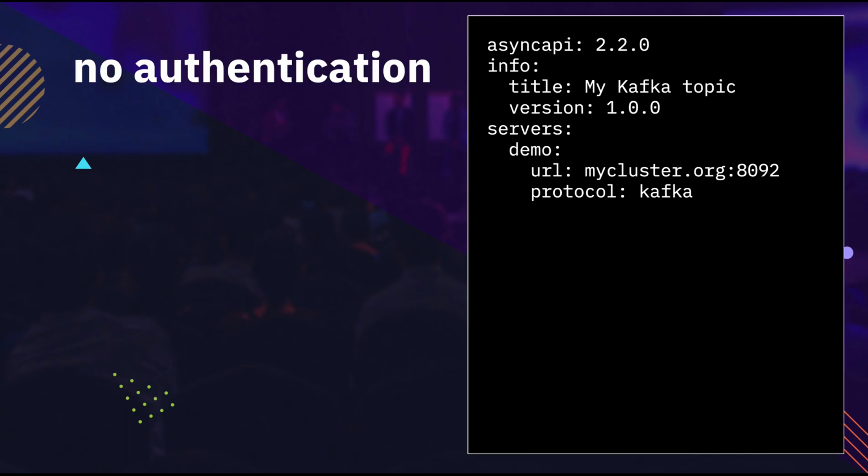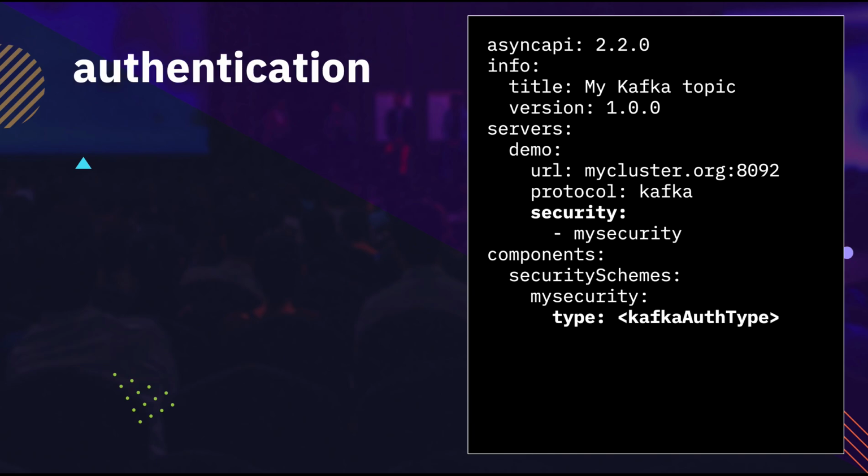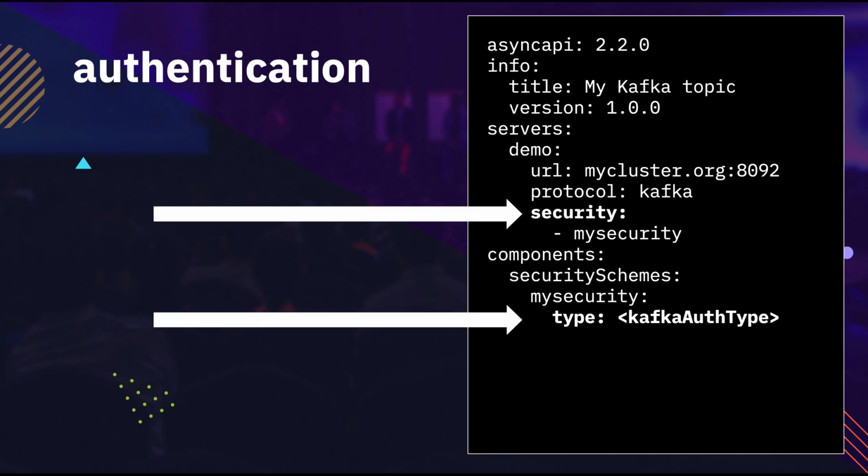Next, let's look at how we describe the authentication setup. If your cluster is set up so there's no need for authentication, that's easy. You just describe the server like this. If authentication is required, then you need to add a security section to the server definition. The presence of the security value is what tells you that authentication is needed. The type value in the matching security scheme tells you the authentication mechanism.